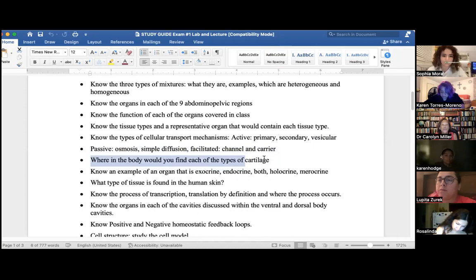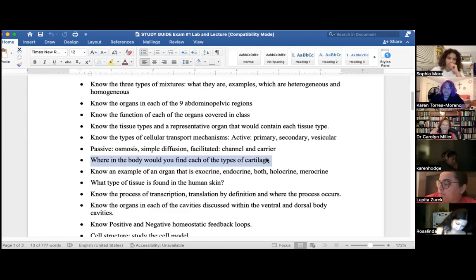Where in the body would you find each type of cartilage? I talked about the 8 types of epithelial tissue. Cartilage is a connective tissue. We have 3 types of cartilage, which is connective tissue. We have adipose, which is the most, time out, I can't take those words back. Cartilage, 3 types of cartilage.